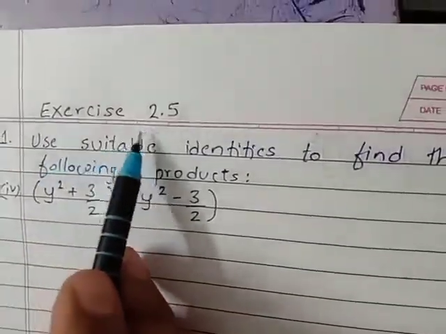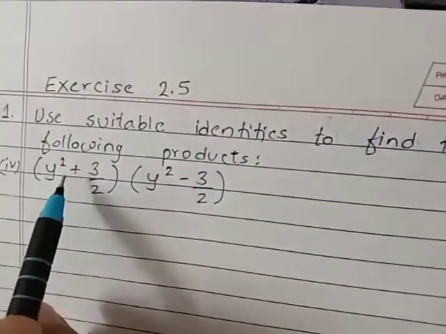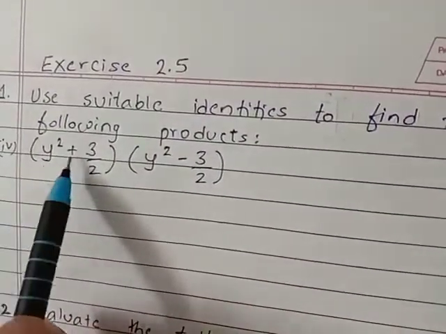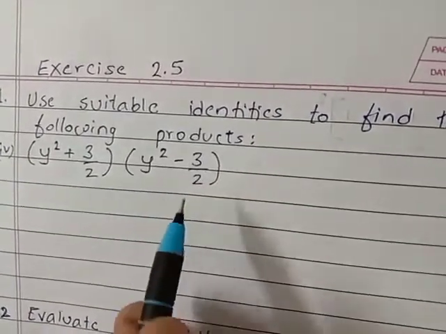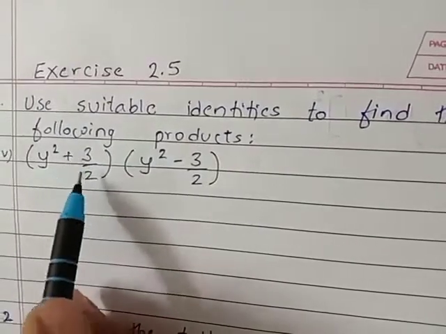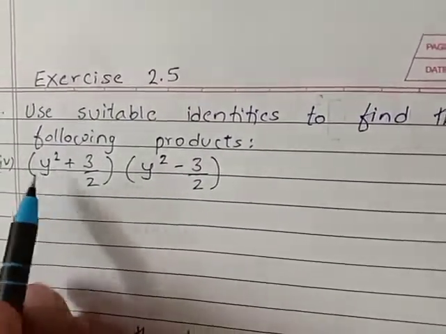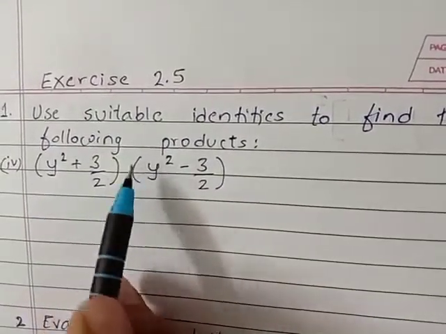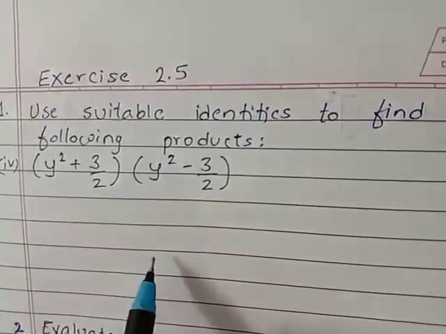Now we'll solve exercise 2.5. Use suitable identities to find the following products. y square plus 3 by 2 into bracket y square minus 3 by 2. This is in the form of a square minus b square. That is, a plus b into a minus b is a square minus b square. So we will have to write it in that form.